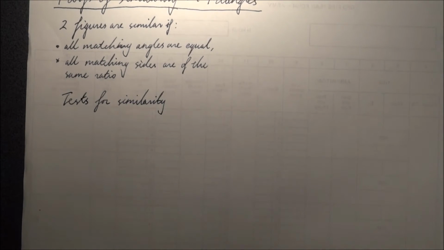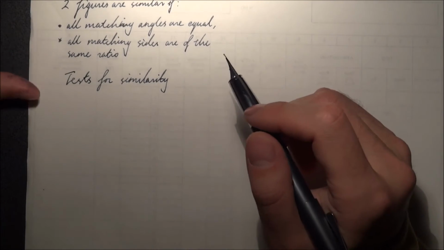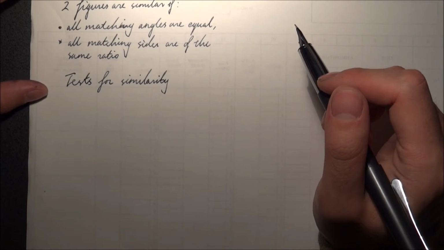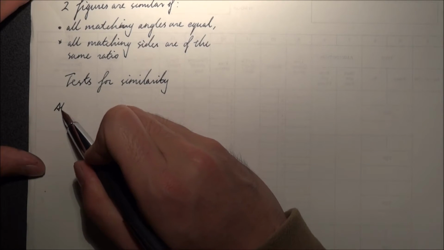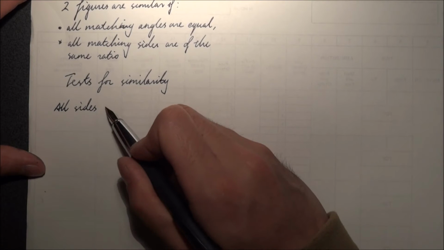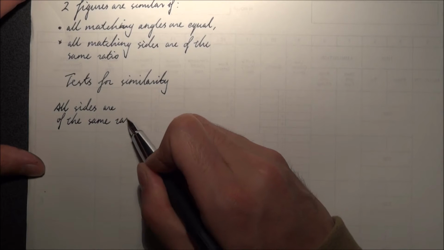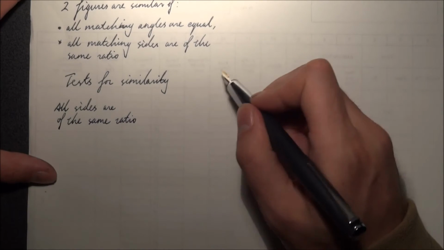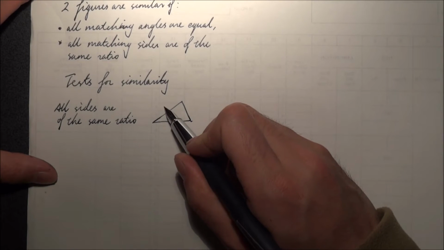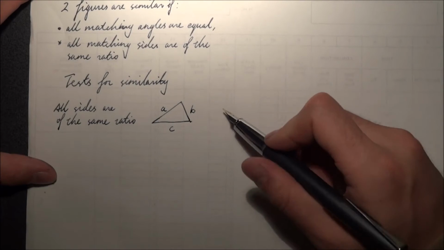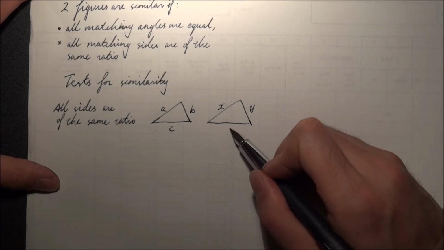So in this case, similarity, 3 conditions for each test. Let's go through them all. The first one is when all sides are of the same ratio. Okay, so let's say 2 triangles. Let's call this one sides A, B, C, and this one X, Y, Z.